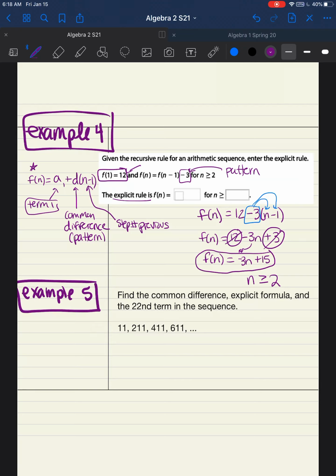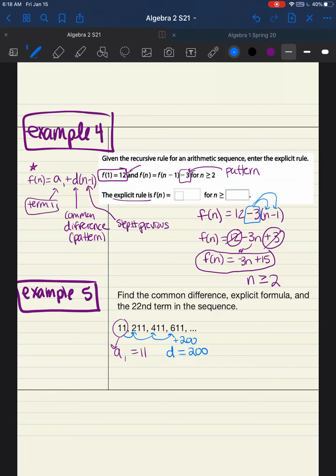All right. Example 4. Find the common difference, explicit formula, and 22nd term in the sequence. So take a moment and write down that you're going to find all of this. All right. So we know our first term. So a sub 1 is 11, or the first term. We need to identify our common difference here, and clearly every time we are adding 200. So D for common difference is 200.